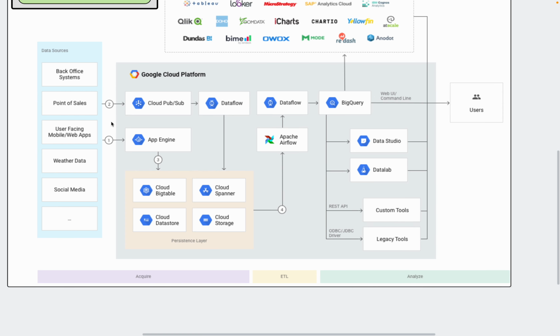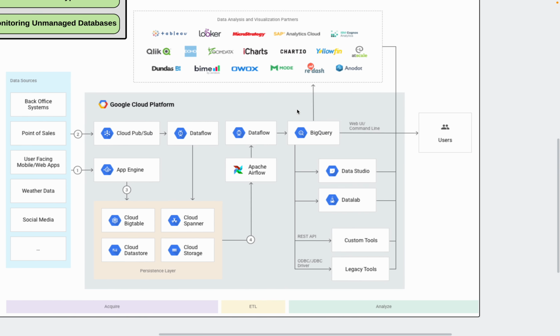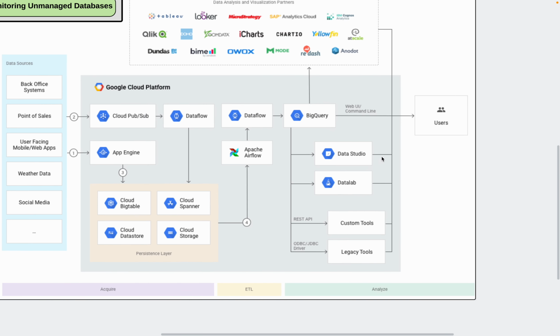For some of this data, like point of sale, we use real-time data, which is Kafka or Pub/Sub. For web apps and mobile we use App Engine, and for Pub/Sub data we use Dataflow to process it, and Cloud Spanner is used. In a similar way, App Engine, Cloud Bigtable, Cloud Datastore, Cloud Spanner, and Cloud Storage are used. Apache Airflow is for scheduling jobs, and Dataflow will come here. Then BigQuery and Data Studio for visualization, Datalab, custom tools, legacy tools.